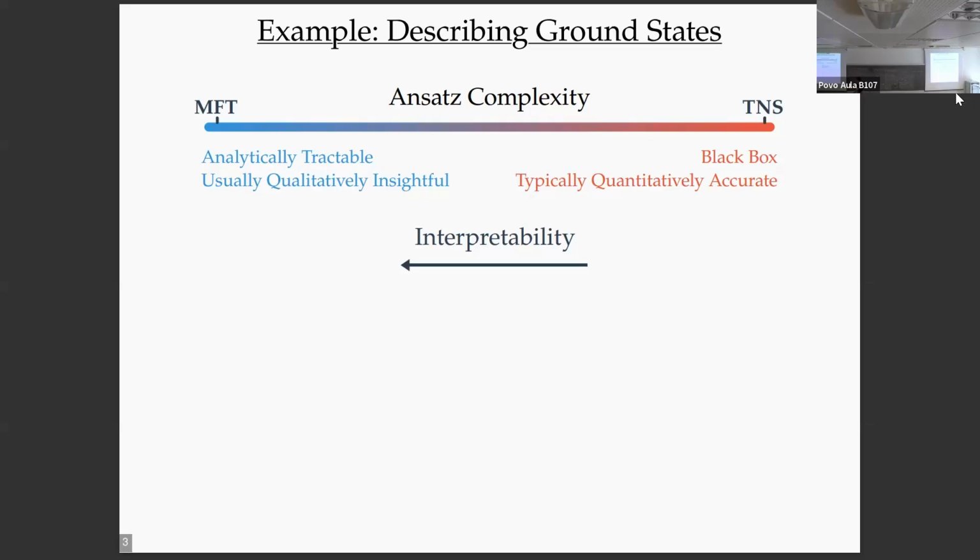On the other hand, you can use a fully numeric approach, such as tensor network methods. This will provide you with accurate ground state energy predictions, but you are stuck with a black box from which it's hard to extract qualitative insights. And the reason it's hard to extract qualitative insights is because these methods aren't optimized to expose the underlying structure in the states that they represent.